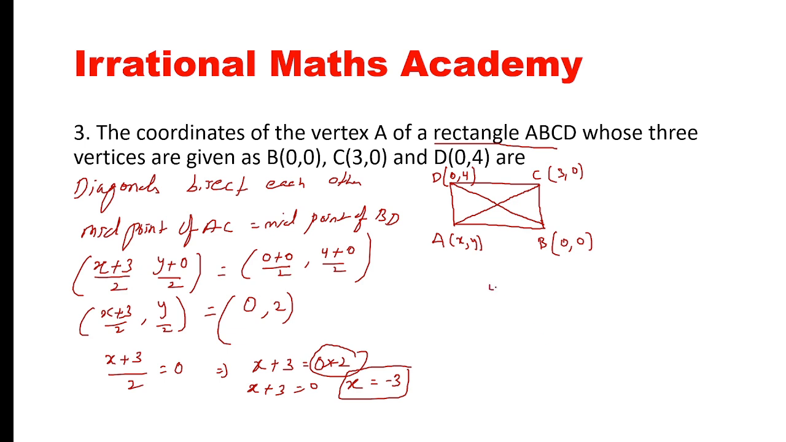Y by 2 equals 2, so y equals 2 into 2, which is 4. Y equals 4. This is if you take it in order, because here we have to take it in order.